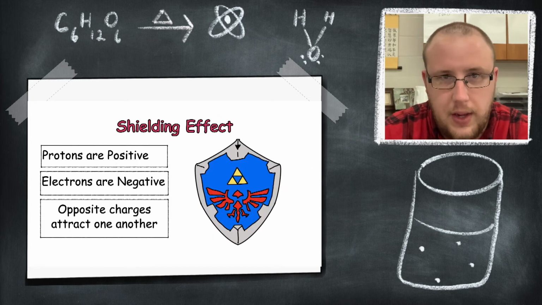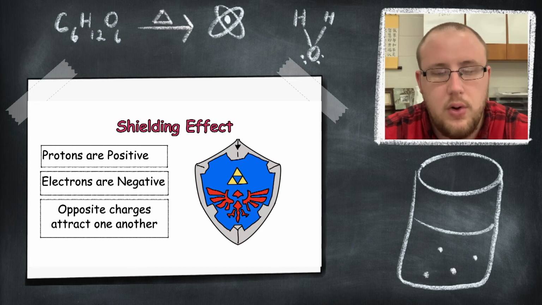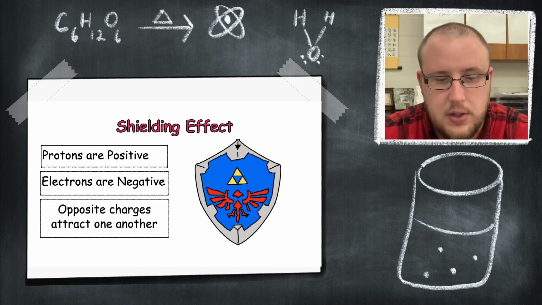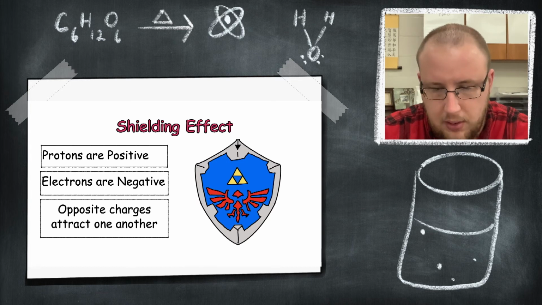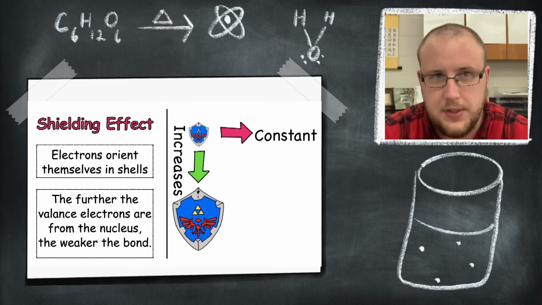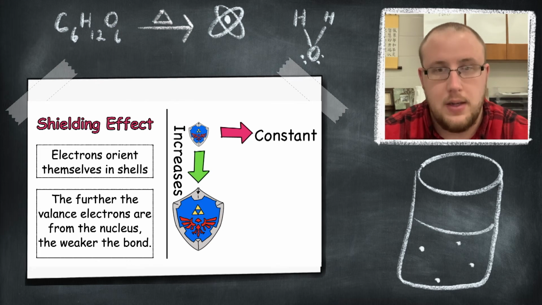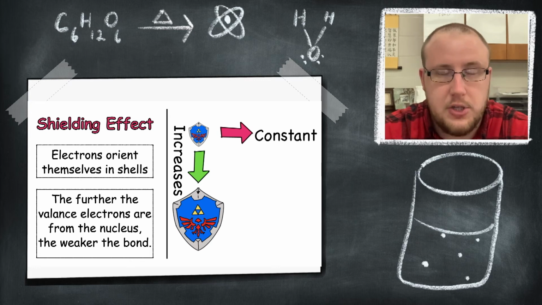So the shielding effect deals with protons in the nucleus and electrons outside the nucleus. We know protons are positively charged, and we know electrons are negatively charged. We also know that opposites do attract, like the positive and the negative are attracted to each other. Continuing with the shielding effect, electrons orient themselves in different shells. These shells are what we call our energy levels. So this is how we tie our energy levels into this.